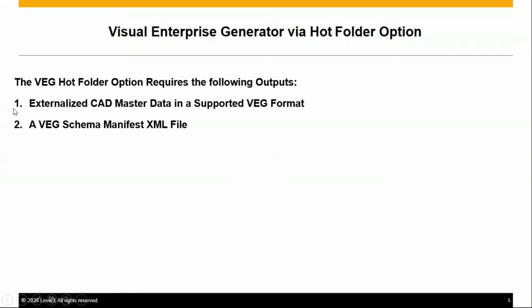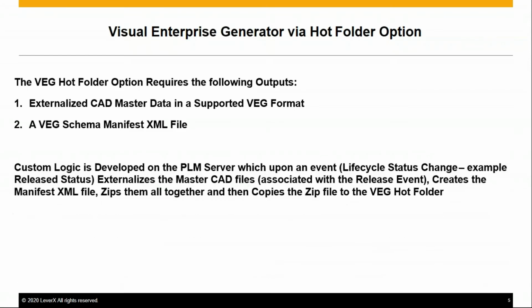So if we take those two components, the externalized master CAD data and the VEG schema manifest XML file, which we provide logic or teach you how to create in an automated fashion as well. And if you zip these two components together and then copy them into what's called a VEG, Visual Enterprise Generator hot folder, what this does is it acts as a trigger which tells Visual Enterprise Generator to start the translation process and create the digital twin files, which are synchronized with your engineering changes in your PLM system.